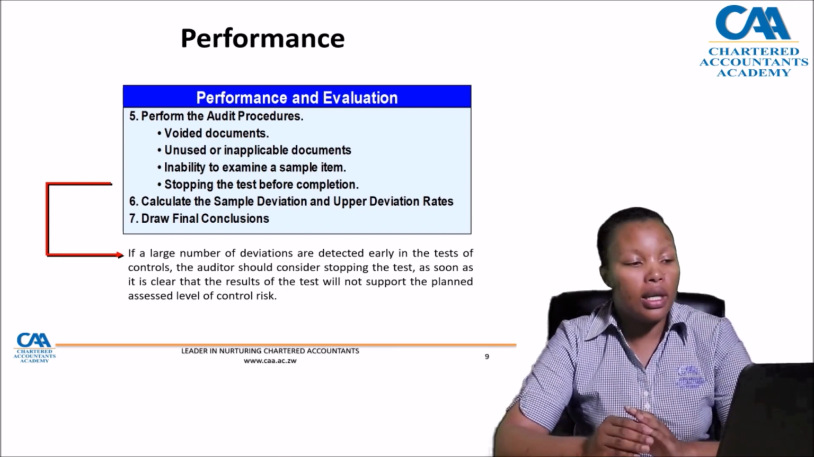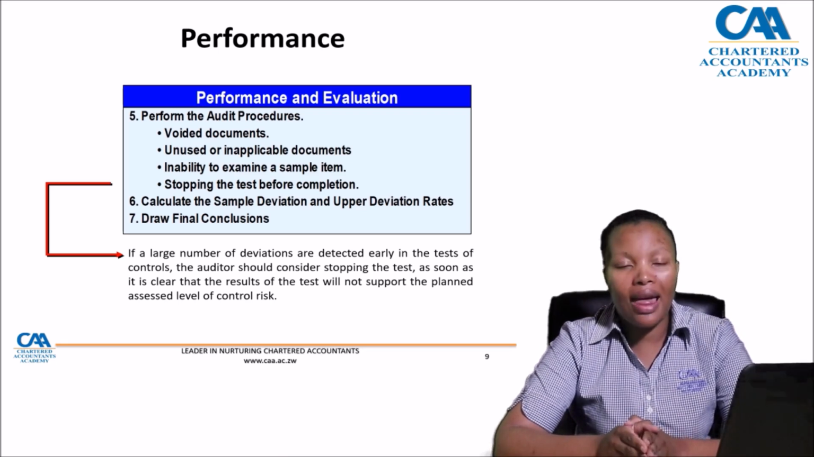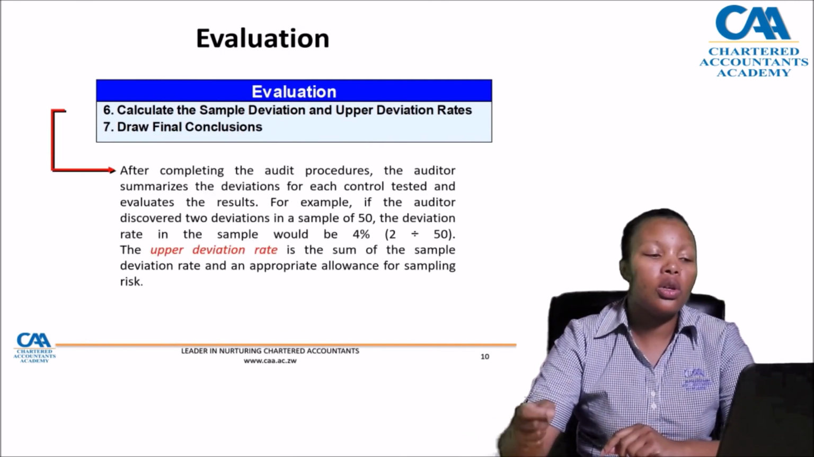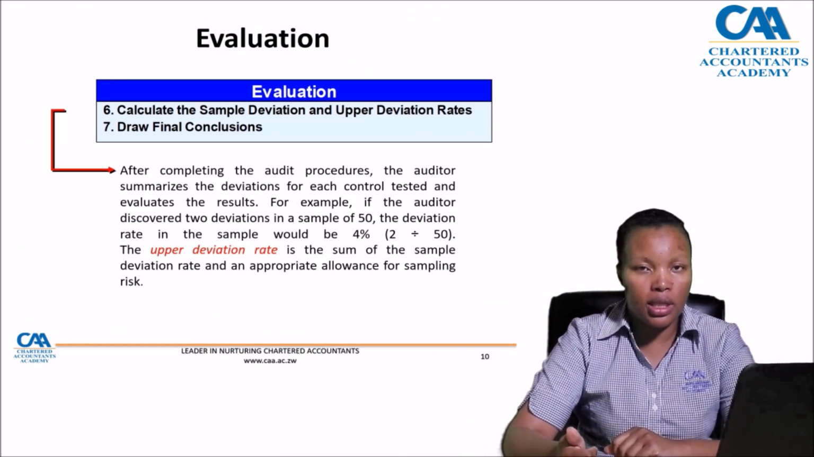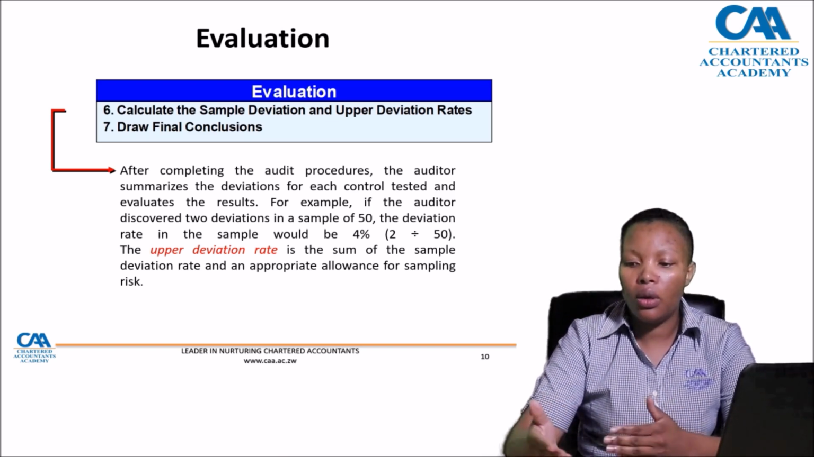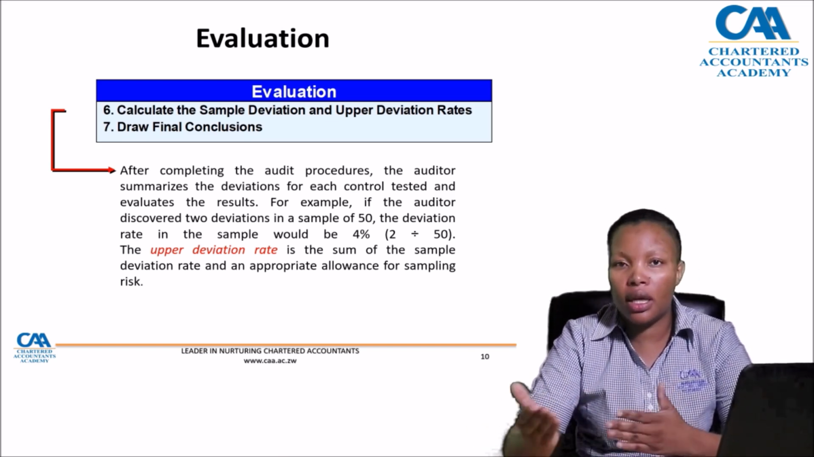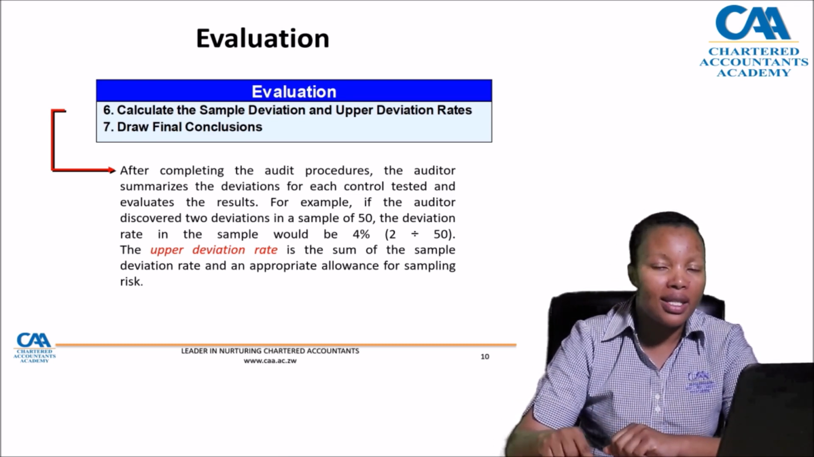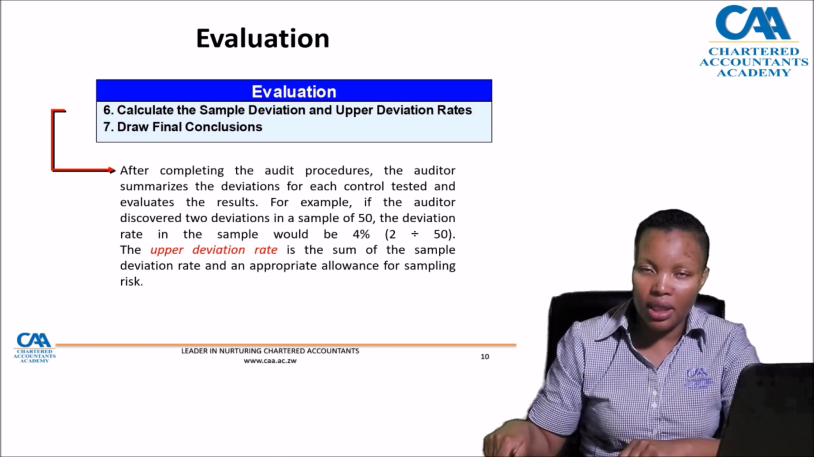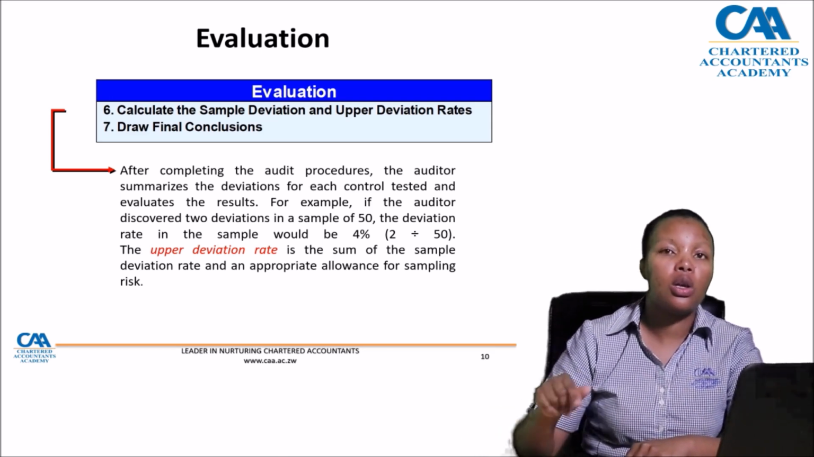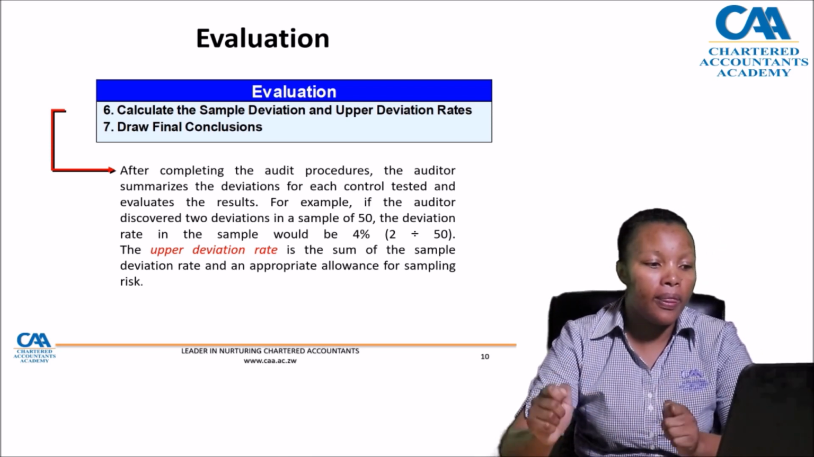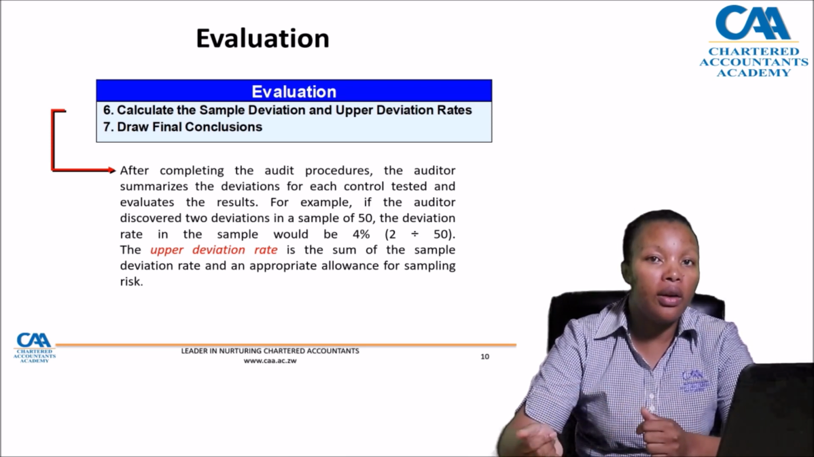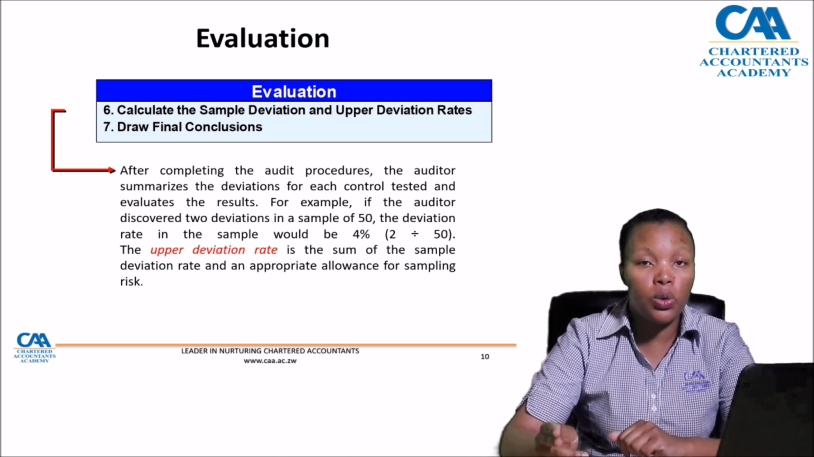So the next thing now is to calculate the sample deviation and the upper deviation rates. And finally, you then draw your conclusion. After completing the auditing procedures that we just talked about, where maybe you found voided and unused documents and carried out your procedures, the auditor will then summarize the deviations, because you're writing them down as you see them. For example, you could have a sample size of 50, and in carrying out your test, you found 2 deviations.